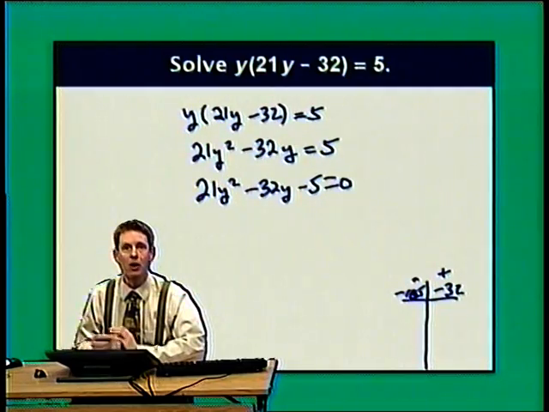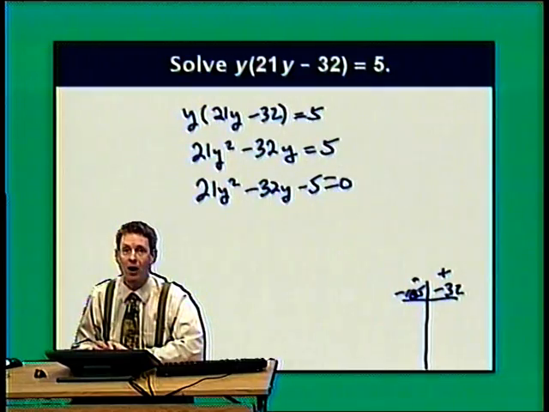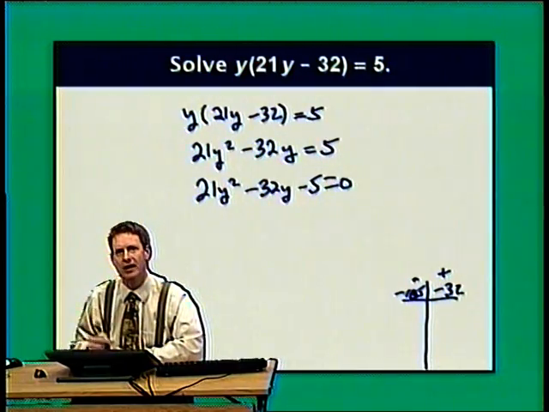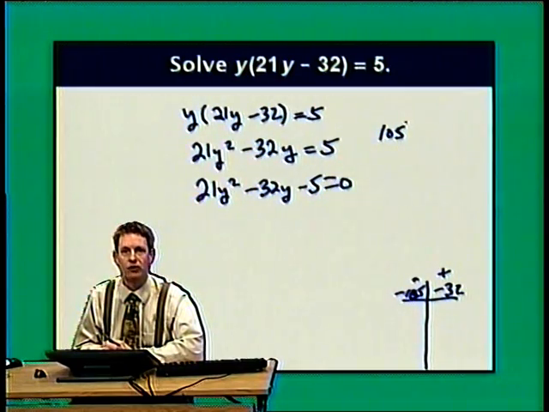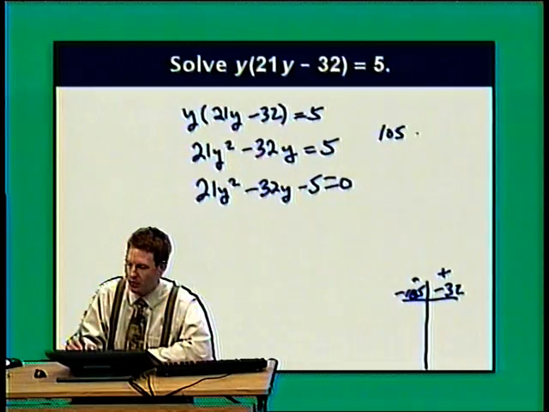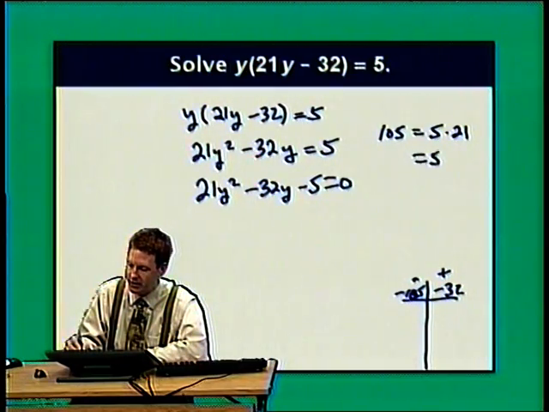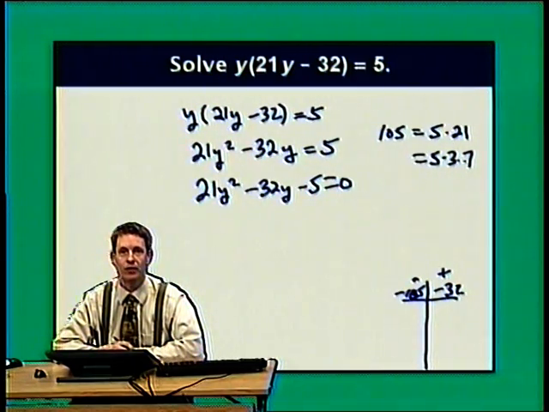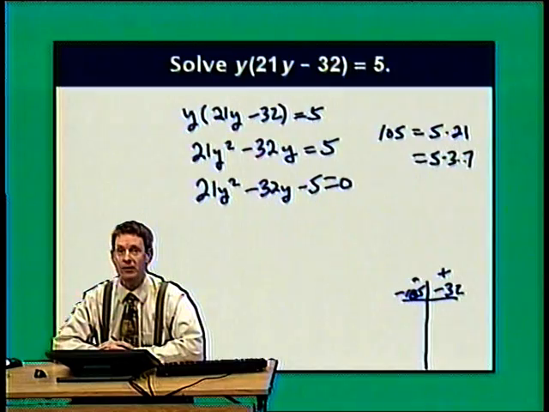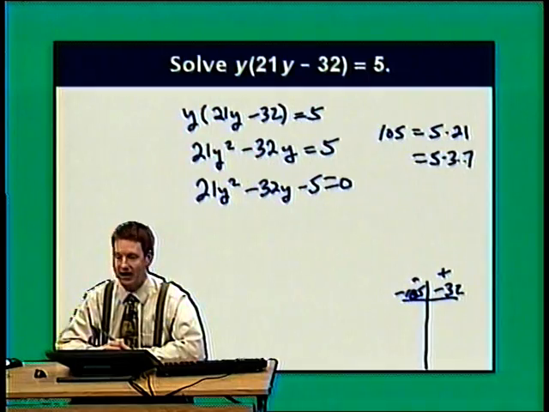Well, I don't know about you, but right offhand, I can't think of numbers that multiply to negative 105. So what I do in this situation is I think about prime factorizations. What's the prime factorization of 105? Well, I know 5 goes into 105, and specifically 5 goes into 105 21 times. 21 in turn factors into 3 times 7. So the prime factorization of 105 is 5 times 3 times 7. So let's start looking for pairs of numbers that multiply to negative 105, and we're trying to find the one that adds to negative 32.